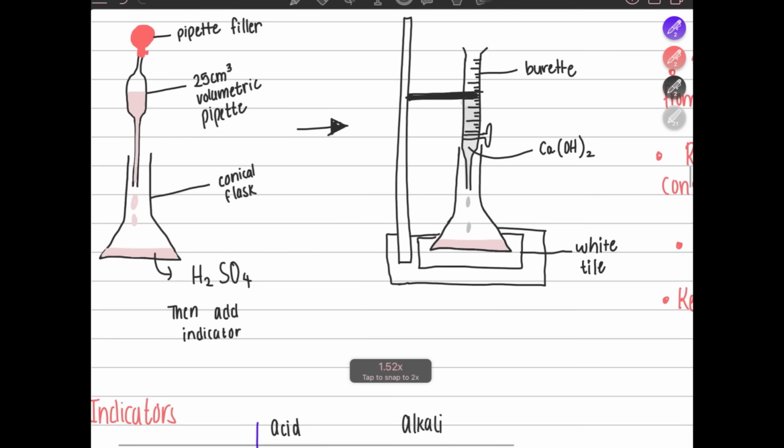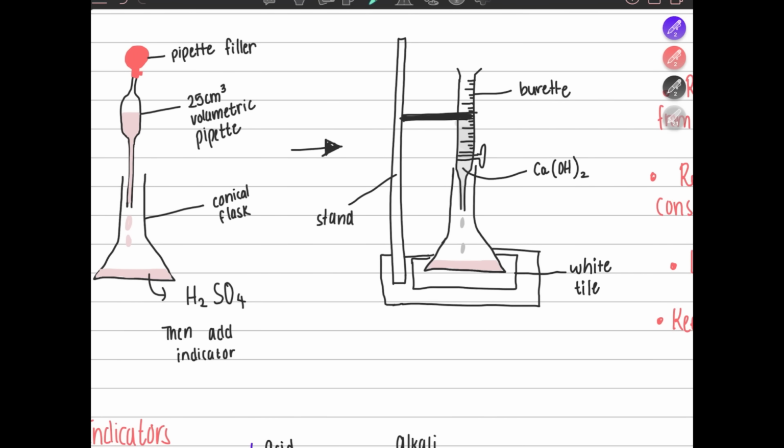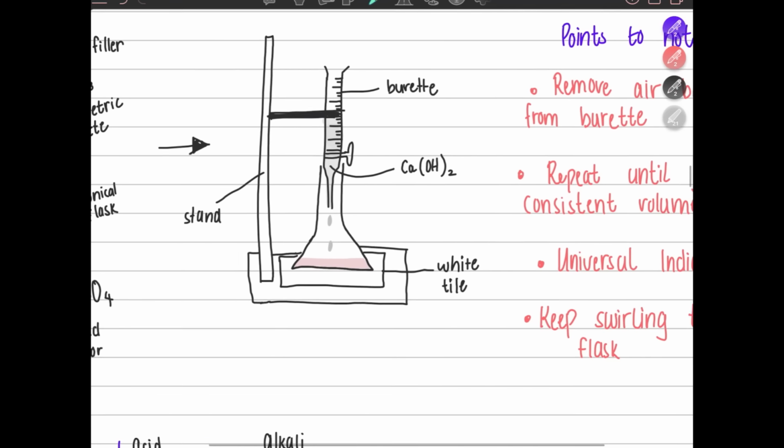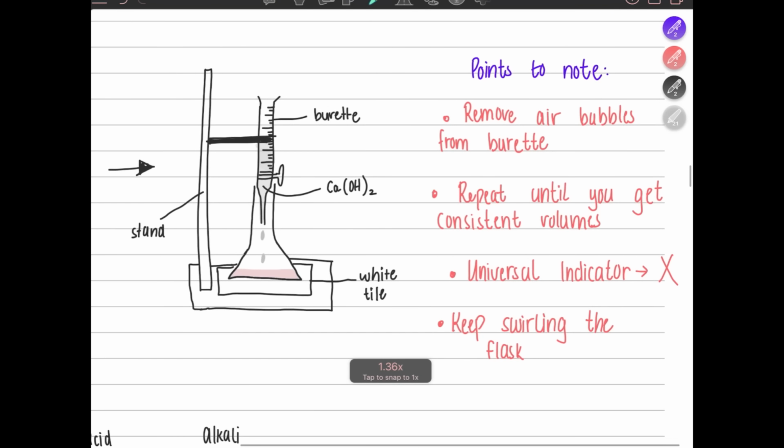So after you add your acid, sulfuric acid, and indicator in the conical flask, first you keep a white tile on the stand, and then you put your flask, and then you fill your burette with the alkali. So here we have calcium hydroxide. Open this burette, allow the alkali to come in drop by drop. Make sure that you are constantly swirling it so that it mixes.